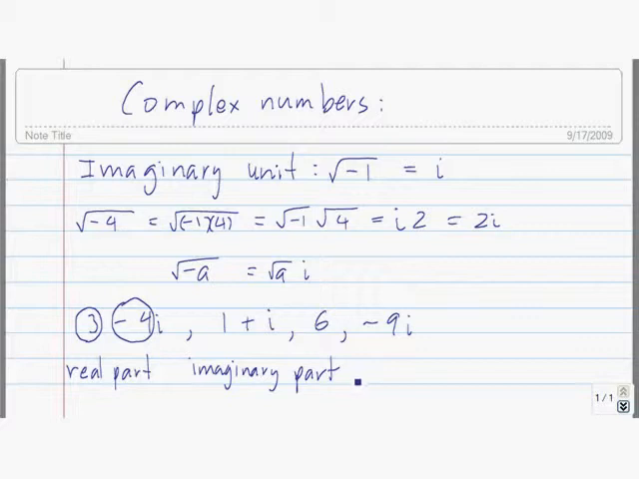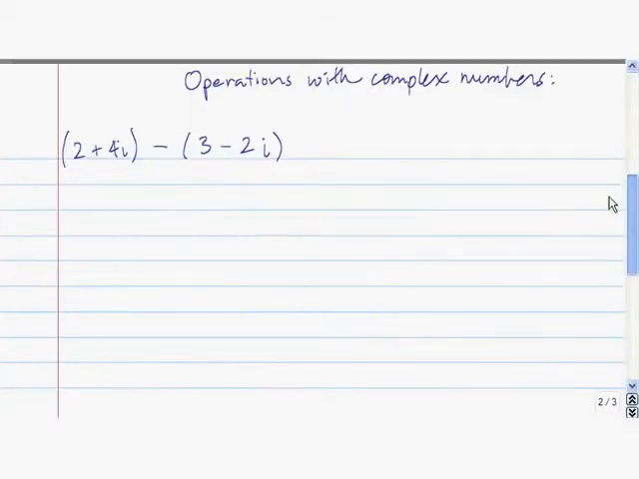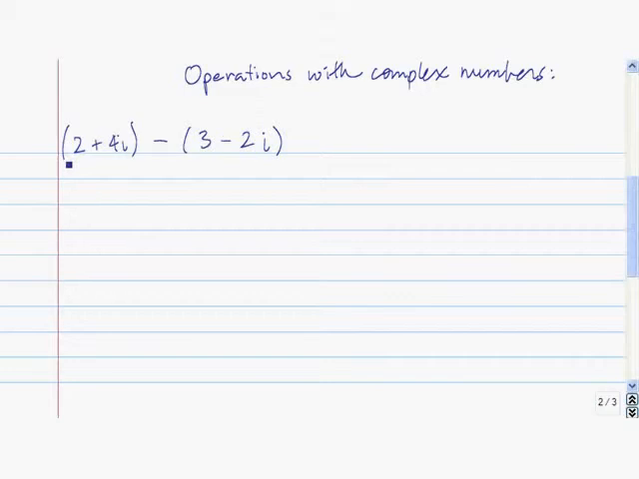Okay, let's see how operations with complex numbers work. We want to take the complex number 2 plus 4i and subtract from that the complex number 3 minus 2i. The way subtraction of complex numbers works is you subtract corresponding parts. So we take the real part 2 and subtract from that the real part 3, and we get -1. We take the imaginary part 4i and subtract from that the imaginary part -2i. 4i minus a minus 2i is 6i.